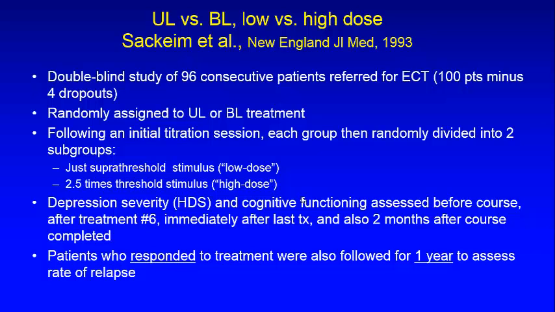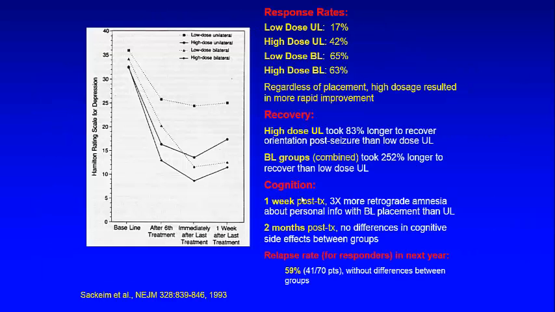So what did he find? Well, this was a surprise. Right? The surprise is that when you did just suprathreshold, low dose right unilateral ECT, you got what likely was not much more than the placebo response, that you got only a 17% response. If you looked at the 2.5 times threshold unilateral, you got a 40% response. And then for either low or high dose bilateral, you get 65% response.